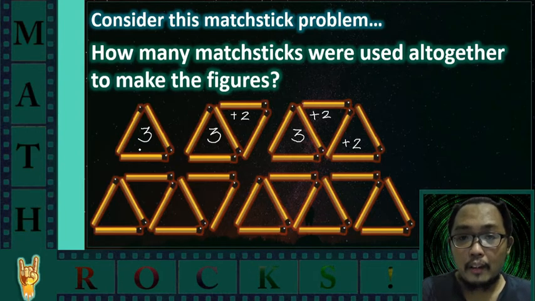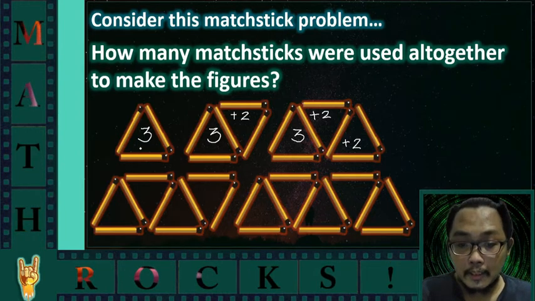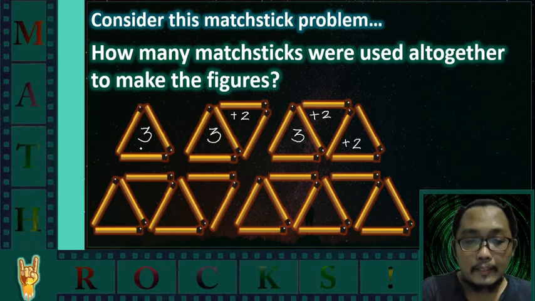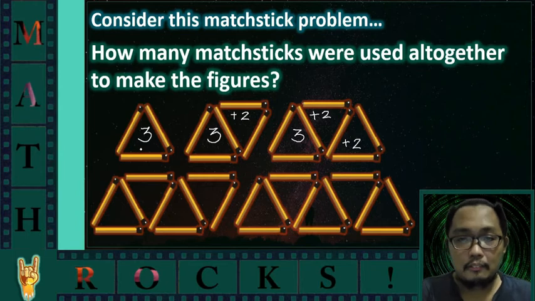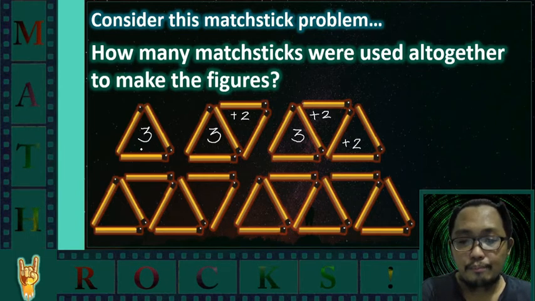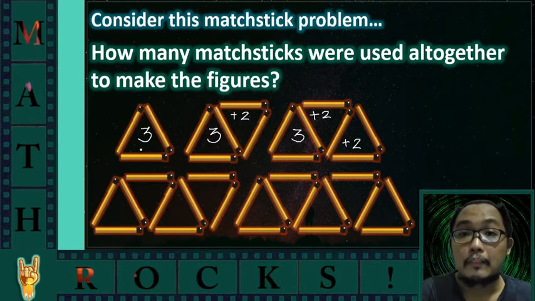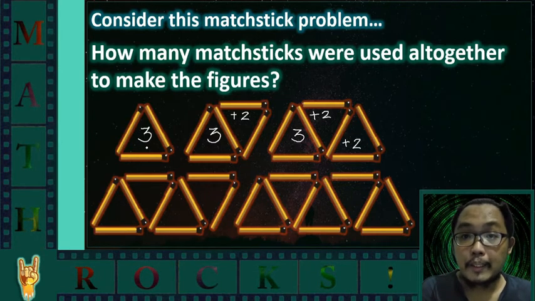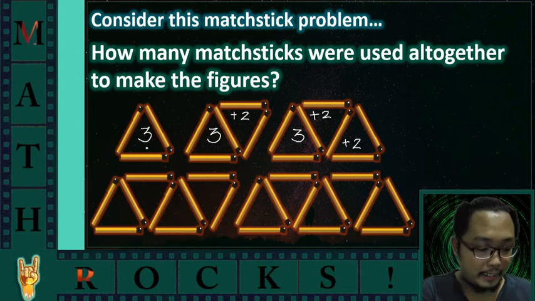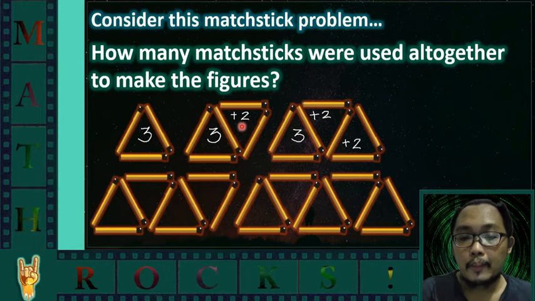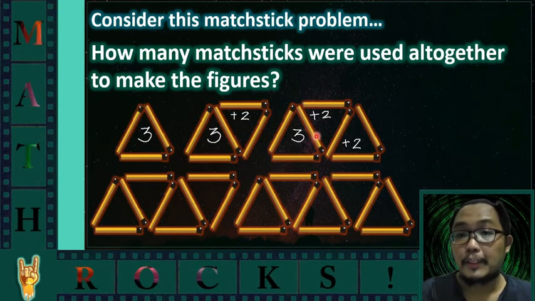And as of now, you would have noticed that the concept that governs such idea is the same as the concept of arithmetic sequence, for which we are only adding a fixed number. In this case, we are adding 2 to come up with the number of matchsticks used for the next figure.